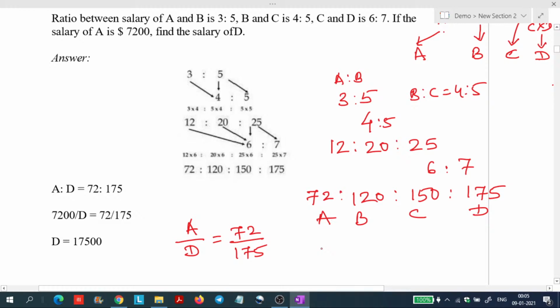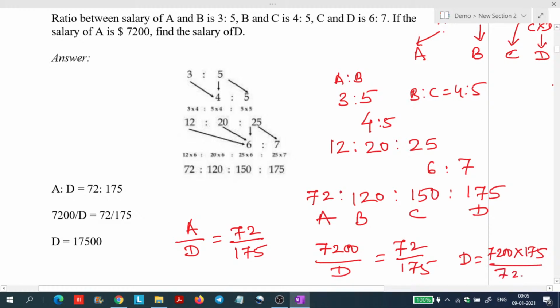And A is given as 7,200, 72 by 175. So we can calculate D as 7200 by 175. Okay, so we'll get around this 17,500.